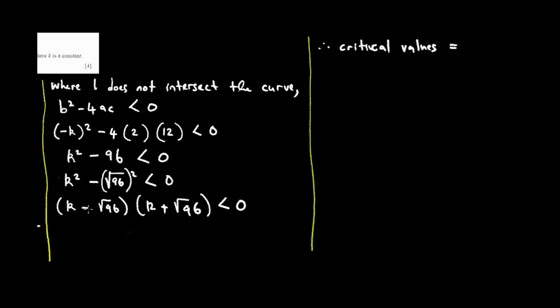So the bracket k minus root of 96 means k is equal to root of 96, meaning this minus root 96 becomes a positive. So the first critical value we have is the root of 96, and k plus root of 96 equal to 0 will be k is equal to minus root of 96, like that.